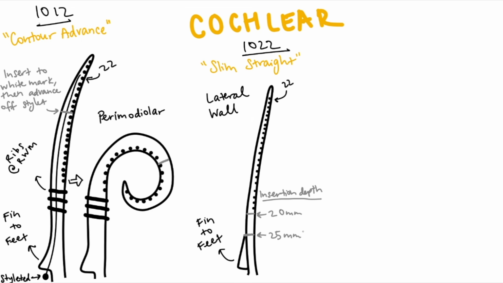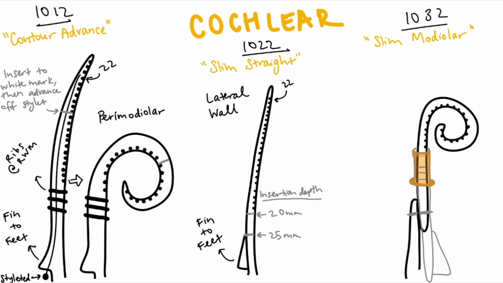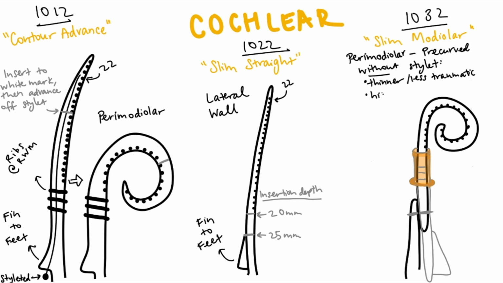The third electrode has a more complex insertion mechanism. It's called the 1032, also known as the slim modiolar electrode. This is a perimodiolar electrode which is pre-curved without a stylet. It uses an external sheath to control the curvature for insertion, so the electrode itself can be thinner since it doesn't have to accommodate a stylet, which is thought to be less traumatic and is the reason for its namesake, the slim modiolar electrode. However, this electrode has a higher tip fold-over rate than other electrodes, though it is still quite rare. If that happens, it is also reloadable.